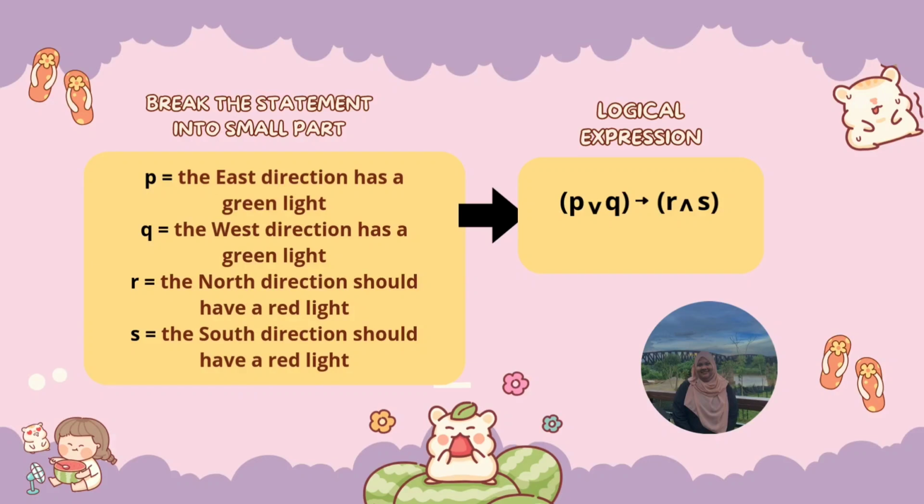After the logical statements, we can break the statement into small parts. Like I said just now, P, the east direction has a green light. Q, the west direction has a green light. R, the north direction should have a red light. S, the south direction should have a red light. Now let's move to the logical expression. We write this as P or Q implies R and S.